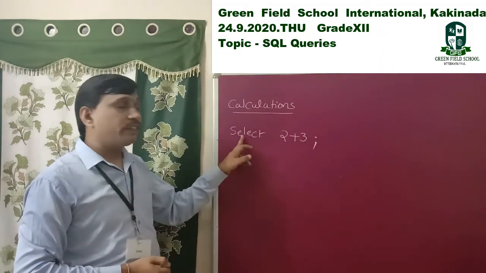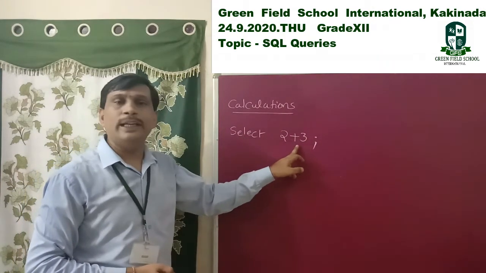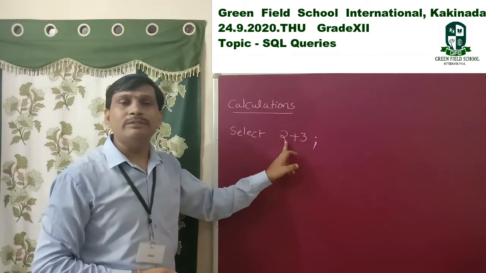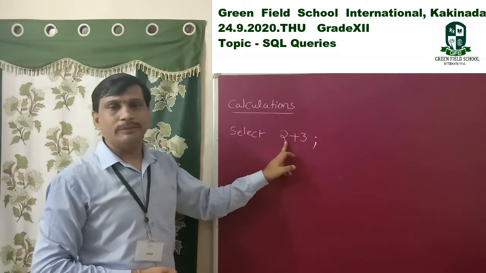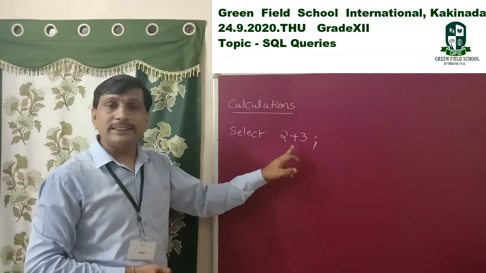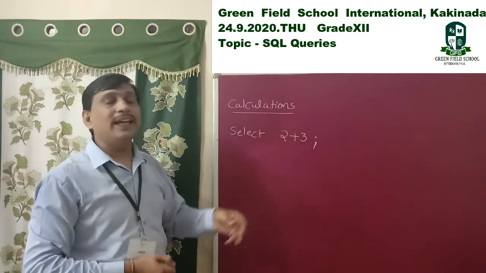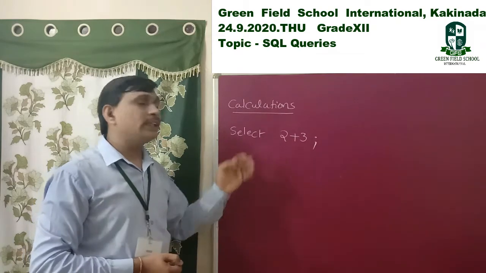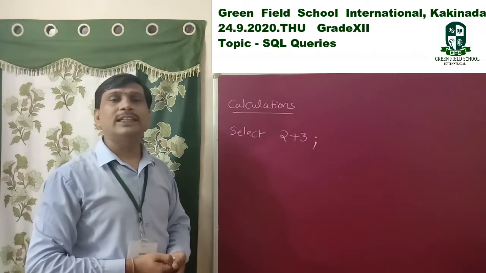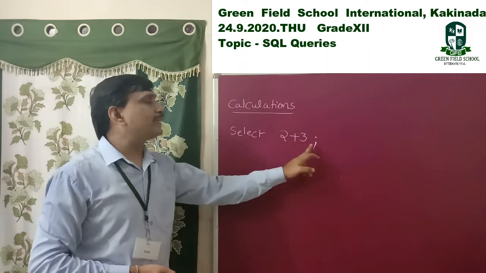See, after SELECT we always write a column name. Here the column name consists of an expression. So we calculate by using a DBMS query: SELECT 2 plus 3, simply.